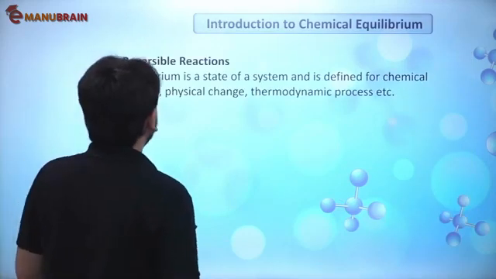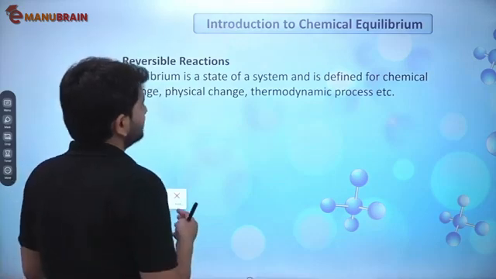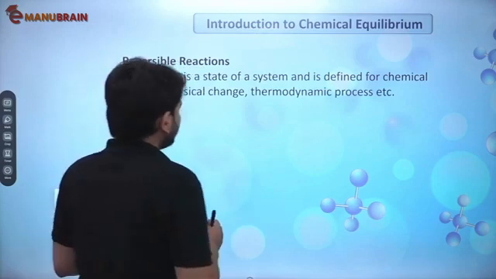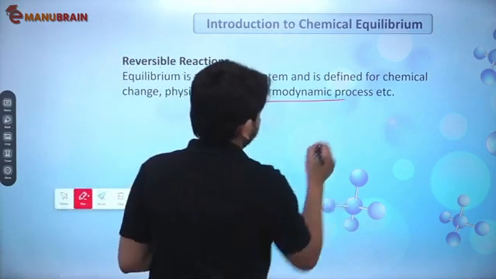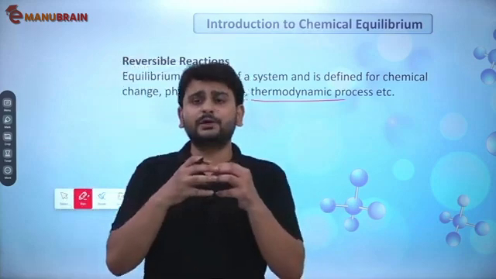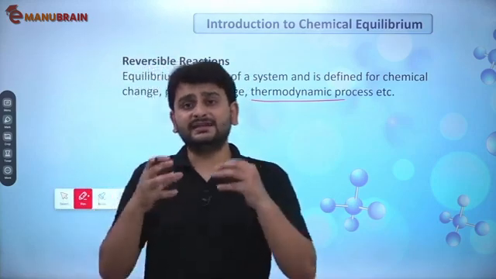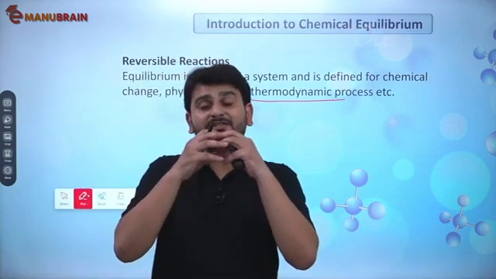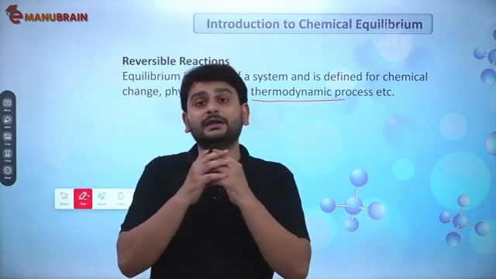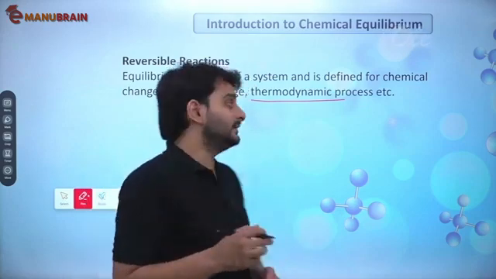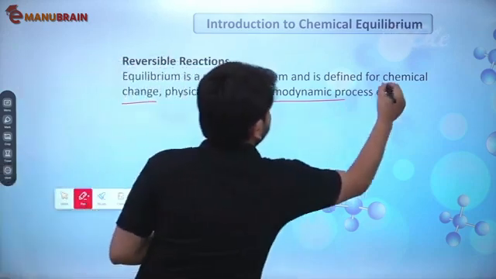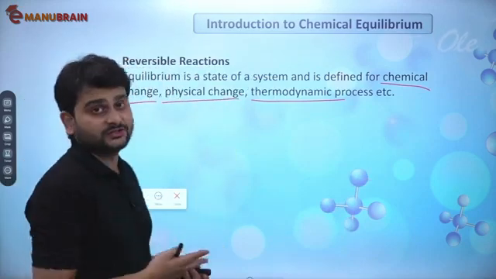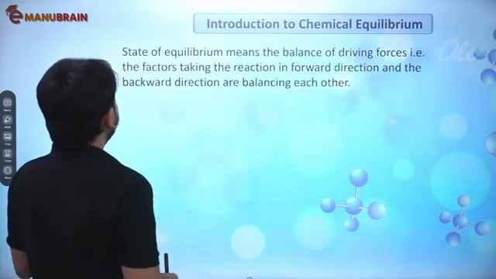Again, reversible reaction. Equilibrium is a state of a system and it is defined for chemical change, physical change and thermodynamic processes. For example, if you bring a hot and a cold body in contact, heat is exchanged until both have the same temperature. But when they have the same temperature, exchange of heat is still occurring, but the temperature of both the bodies is not changing. Chemical change we've already talked about and we'll talk about it a lot. And in a physical process also, when things are not physically changing, this is again applicable. All right, I'll move on.